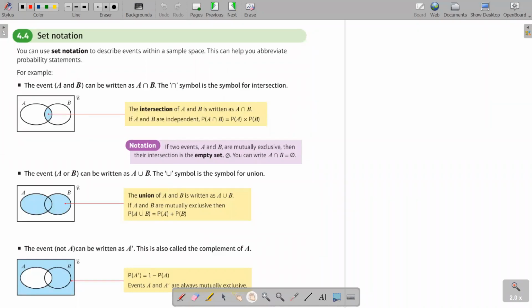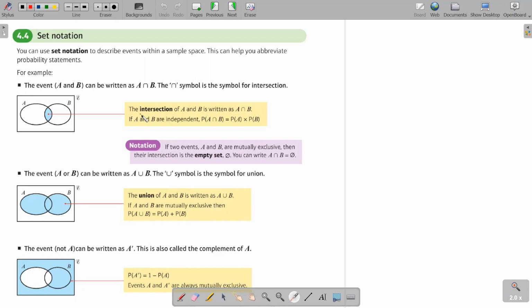Okay, so now we'll move on to the next part of our lesson. We're going to discuss set notation. You can use set notation to describe events within a sample space. This can help you abbreviate probability statements. We are now going to talk about set notation, basically about using union and intersection.